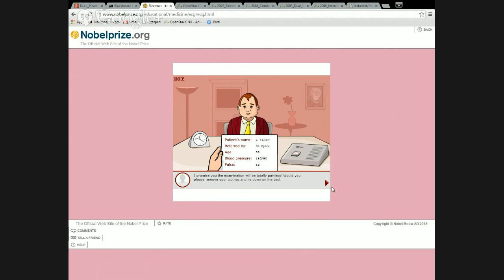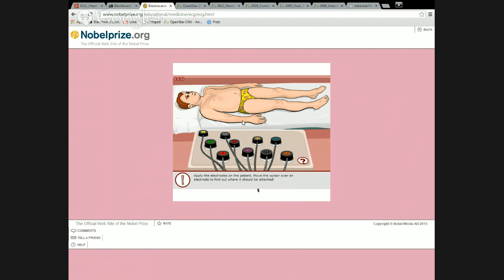People in Europe wear Speedo underpants. Okay? They are, of course, yellow because this is Mr. Yellow. Now, not all of the patients have Speedo underpants. This guy does.